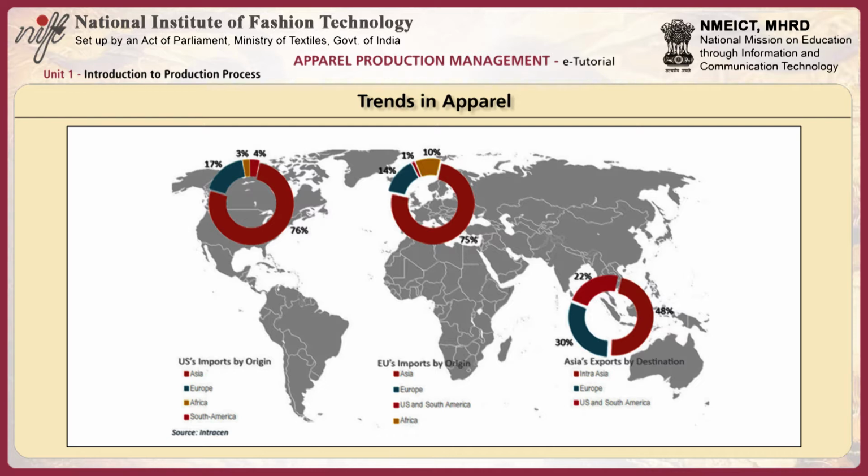Similarly, in the European Union's imports, we have 75% of the consumables produced from Asia, 14% by Europe itself, 1% from the United States and South America, and finally 10% from Africa.